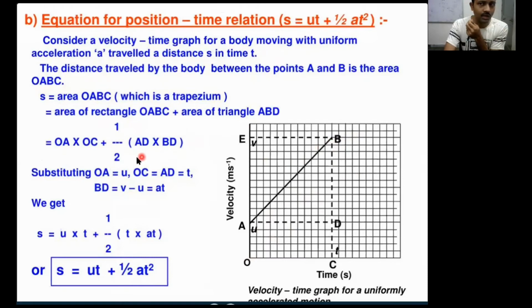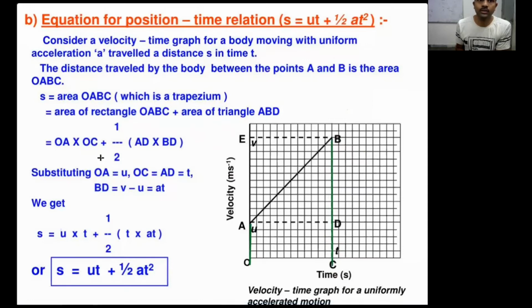So initially we already discussed this, OA into OC plus half into AD into BD, right? So here OA will give you the u, and this will give you the v. So here we have to find the area of the trapezium. Similarly, we have to find that for the third equation of motion. We have done the same thing here. So this is the OA, this is the BC. These are the parallel lines. So these parallel lines we are taking here, not this one.